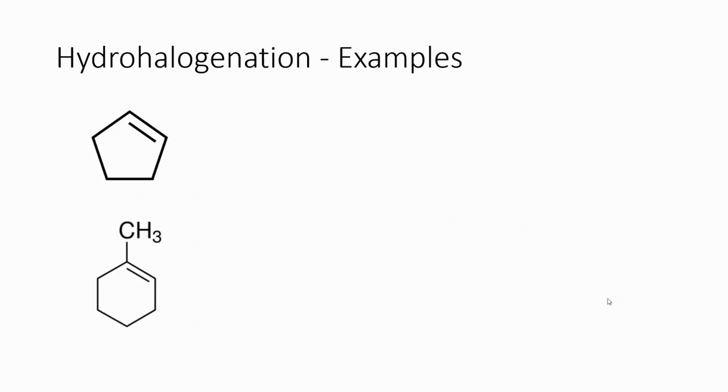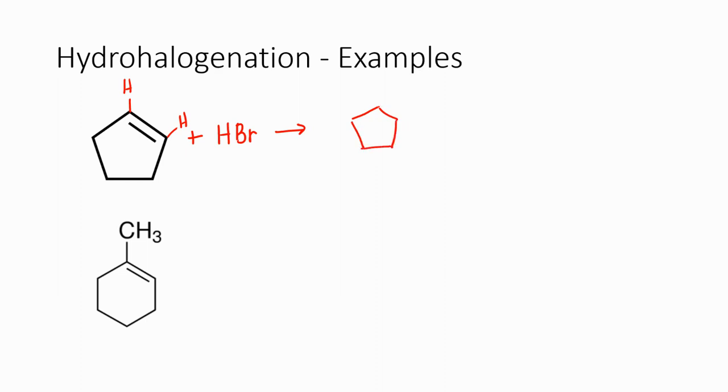So let's look at some examples of hydrohalogenation. Let's just use HBr, hydrobromic acid. And so we already have a hydrogen on each side of this double bond implied.